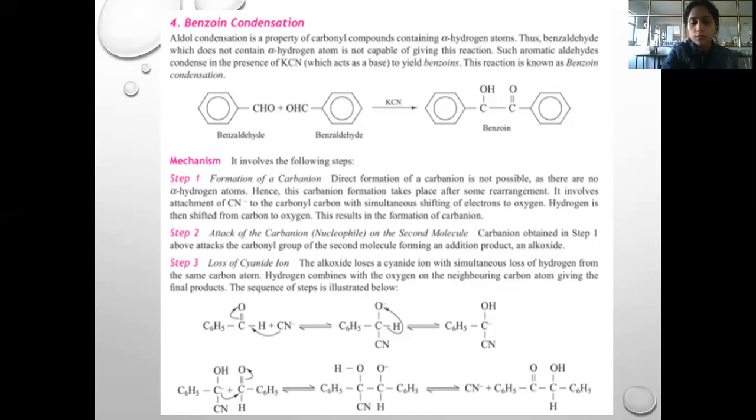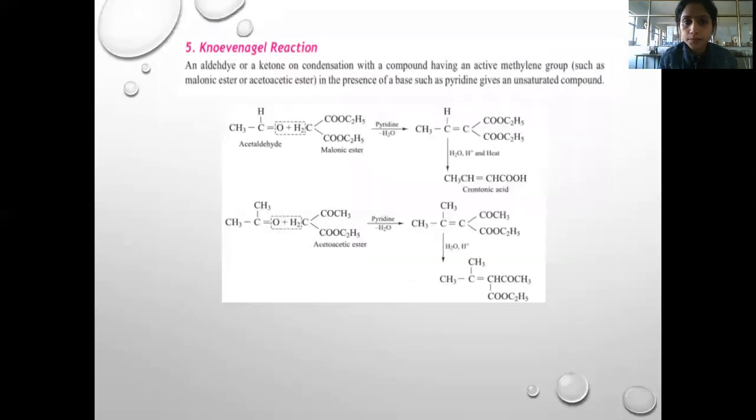In the mechanism at the bottom, you can see that a cyanide group is attacking the carbon of the C=O bond. Oxygen will retain the minus charge. Then there will be a rearrangement. This H plus will go with the O, and then a carbanion is formed. This carbanion will react with another benzaldehyde molecule, and the final product we get is benzoin.